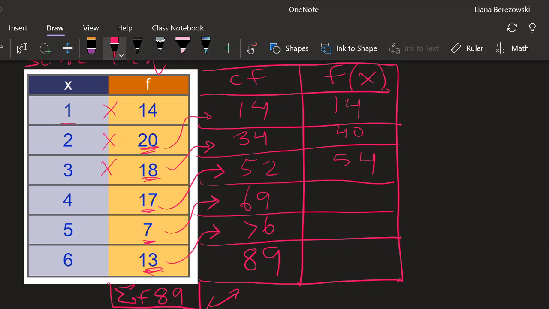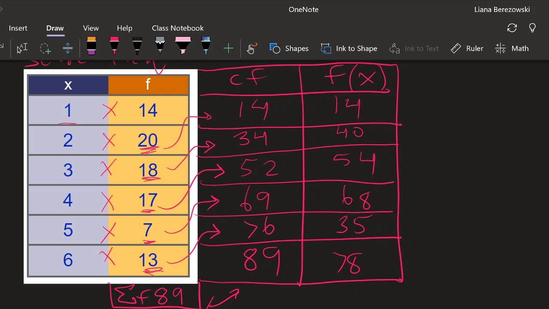Okay. I'm going to do the same thing for my next score. So my next score is 4, and it has a frequency of 17. So I'm going to do 17 times 4, which is going to give me 68. Okay, so that's my f of x for score 4. Next one I'm going to do, I have a score of 5, and its frequency is 7. I multiply those together, and I'll end up with an f of x of 35. And then the last score that I have is 6, and I want to multiply it by its frequency, which is 13. Okay, so 13 times 6 is going to give me 78, I believe.